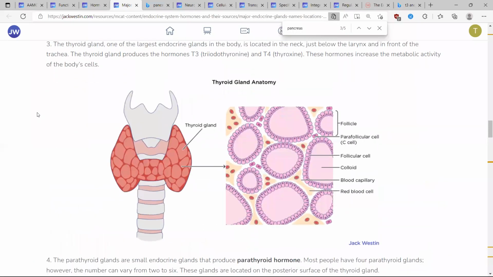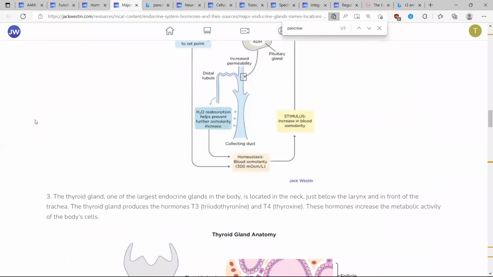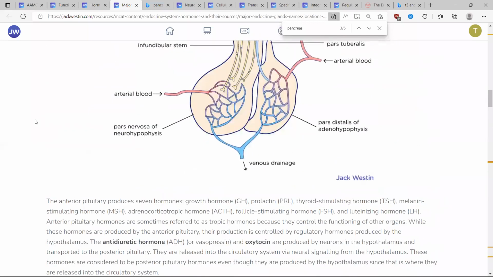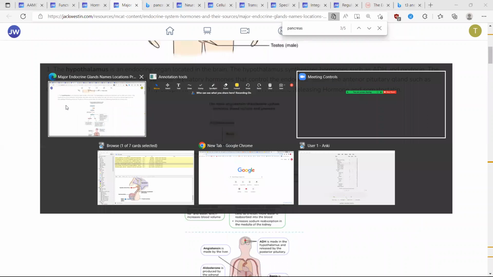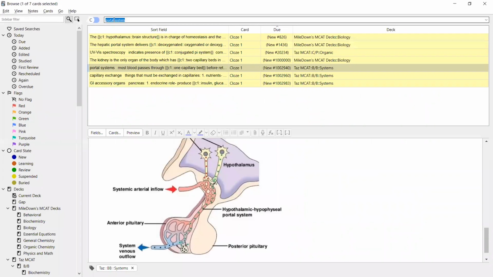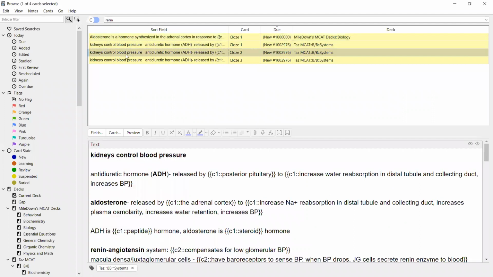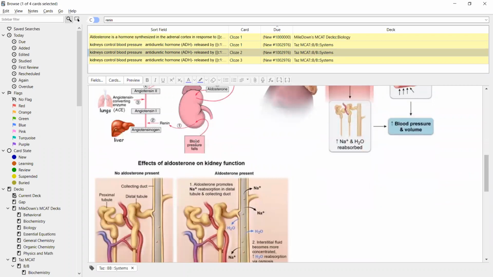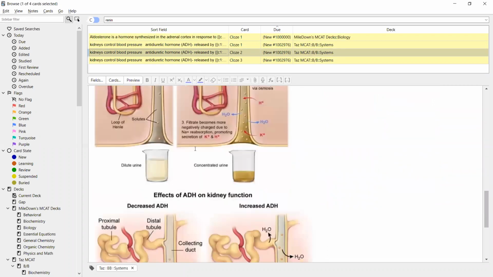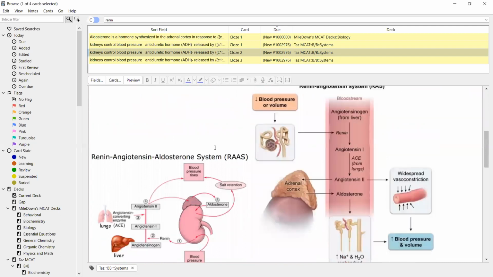So now let me see how I can talk about osmolarity and stuff. Renin-angiotensin. Okay, let me see. Oh boy, this is more detailed than I want to go. This isn't bad, actually. Okay, yeah, we can do this.